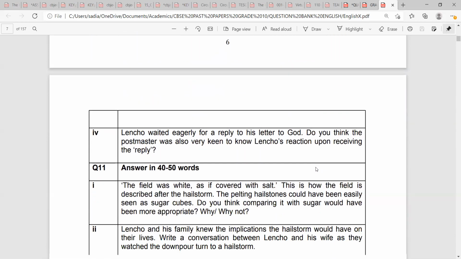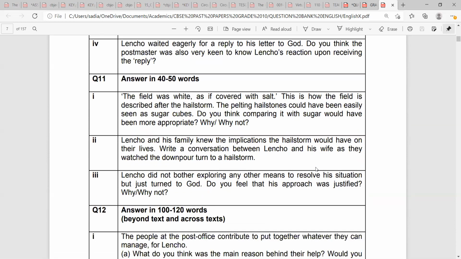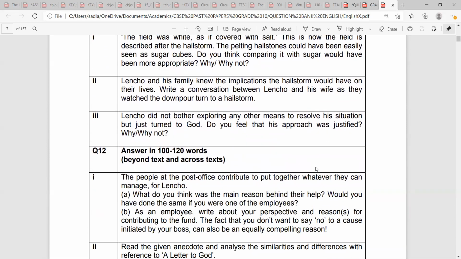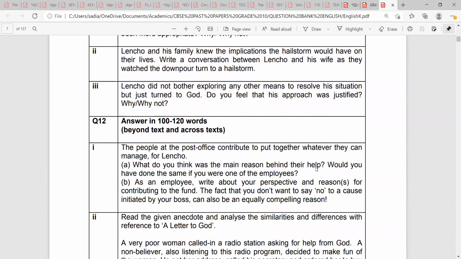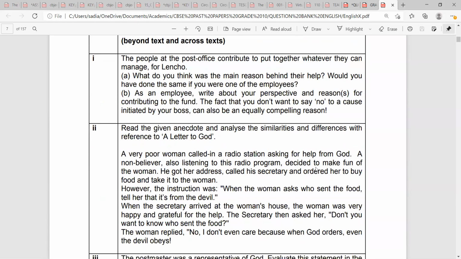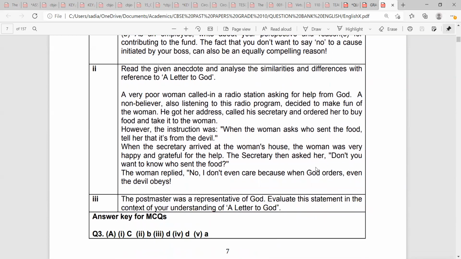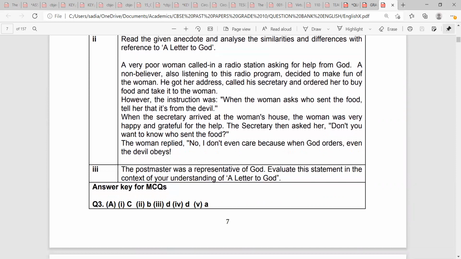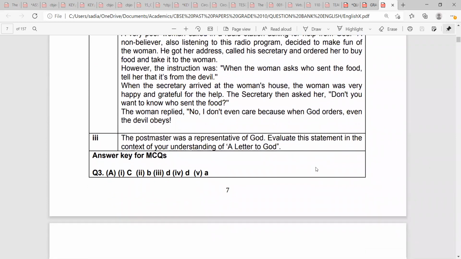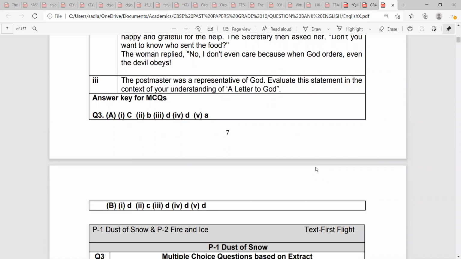The questions are given, now the answers. For 100 to 120 words, those are 5 marks questions from A Letter to God. Here you are expected to use your PEE technique with a good opening line, one pointer, one evidence with citations, and an explanation with "it is evident that" or "it can be seen that". The answer keys for the MCQs for this lesson. And you are secure with at least one lesson very well prepared.